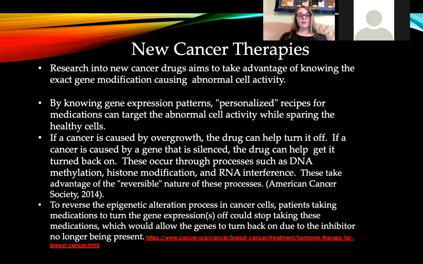These occur through processes such as DNA methylation, histone modification, and RNA interference. These take advantage of the reversible nature of these processes. To reverse the epigenetic alteration process in cancer cells, patients taking medications to turn the gene expressions off could stop taking these medications, which would allow the genes to turn back on due to the inhibitor no longer being present.